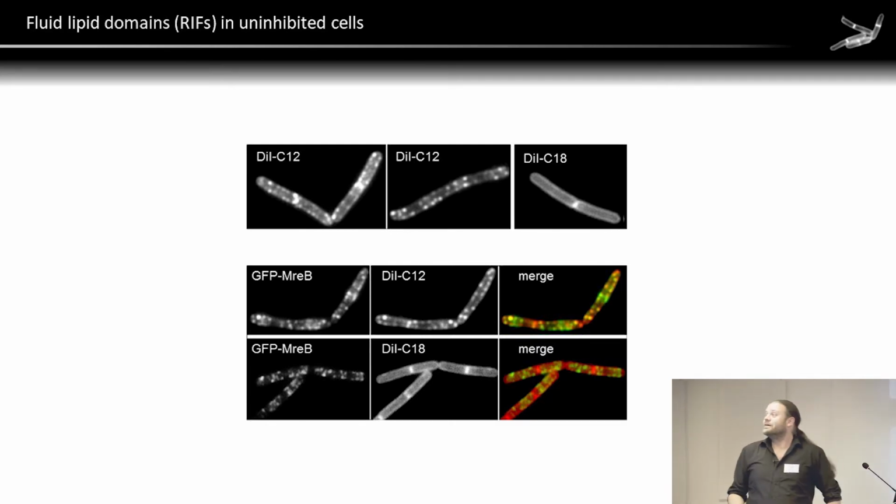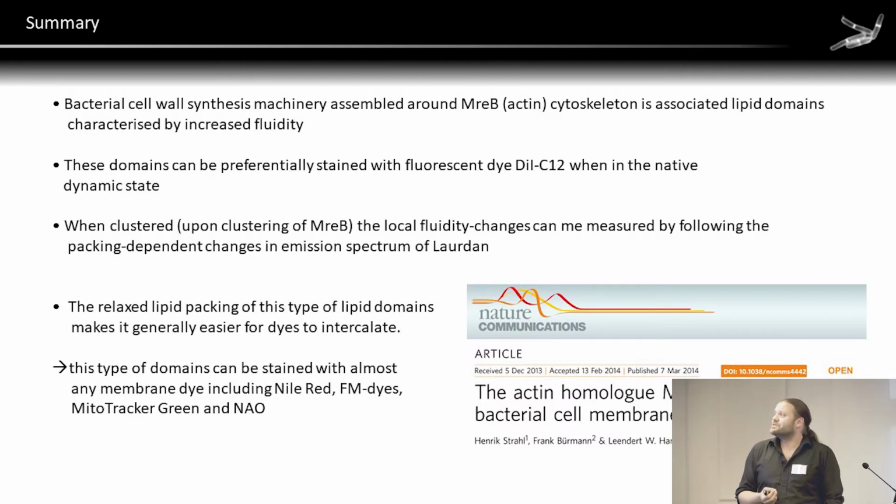So, to summarize, the bacterial cell wall synthesis machinery assembled around the MreB actin cytoskeleton is associated with lipid domains characterized by increased fluidity. And these domains can be preferentially stained with the fluorescent dye DiSC12 when it's in a native dynamic state, or when clustered, like as caused upon clustering of MreB, the local fluidity changes can be measured following the packing-dependent emission spectrum of Laurdan.